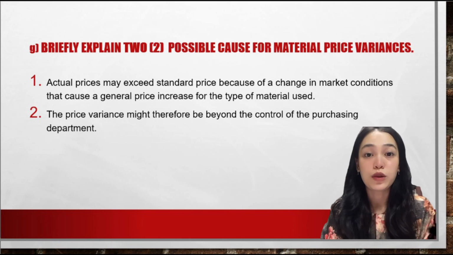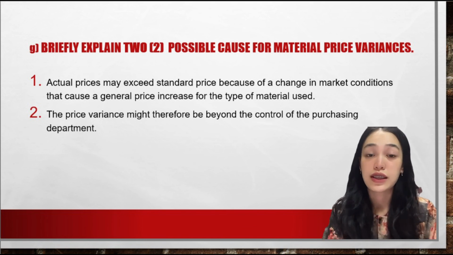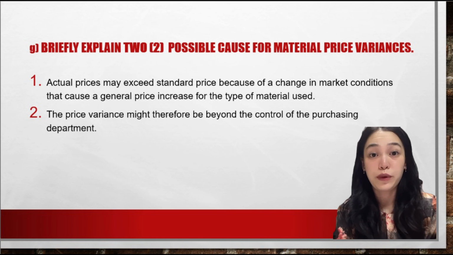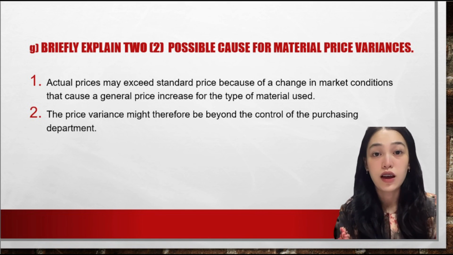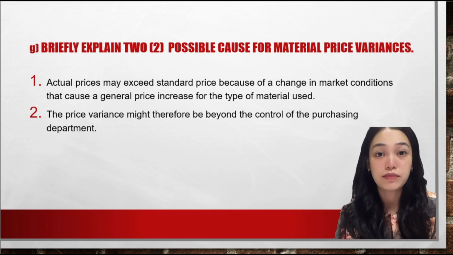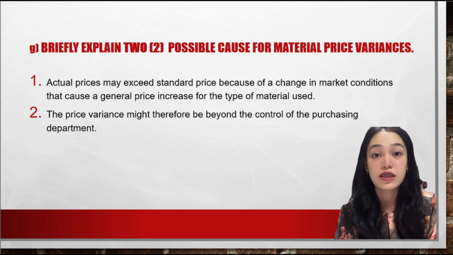I'm going to talk about the last question, which is two possible causes for material price variance. First is the actual price may exceed standard prices because of a change in market condition that causes a general price increase for the types of material used. The second one is the price variance might therefore be beyond the control of the purchasing department.